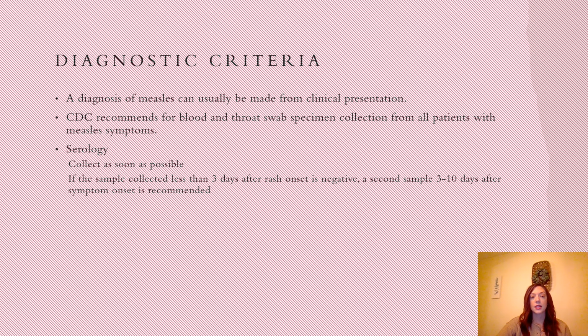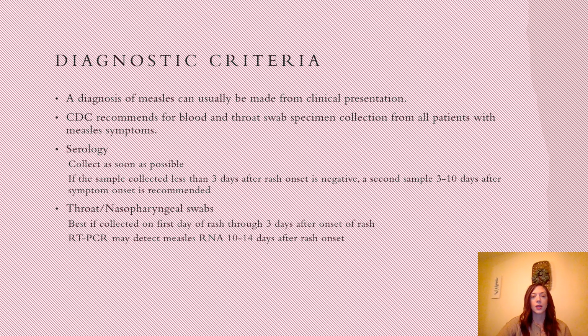Serology or blood testing should be collected as soon as possible. If the sample collected less than 3 days of symptom onset is negative, it is recommended to collect a second sample 3 to 10 days after the onset. Throat and nasopharyngeal swabs are best if collected on the first day of the rash through 3 days after onset of the rash. PCR may detect measles RNA 10 to 14 days after rash onset. A urine specimen can also be collected to diagnose measles.